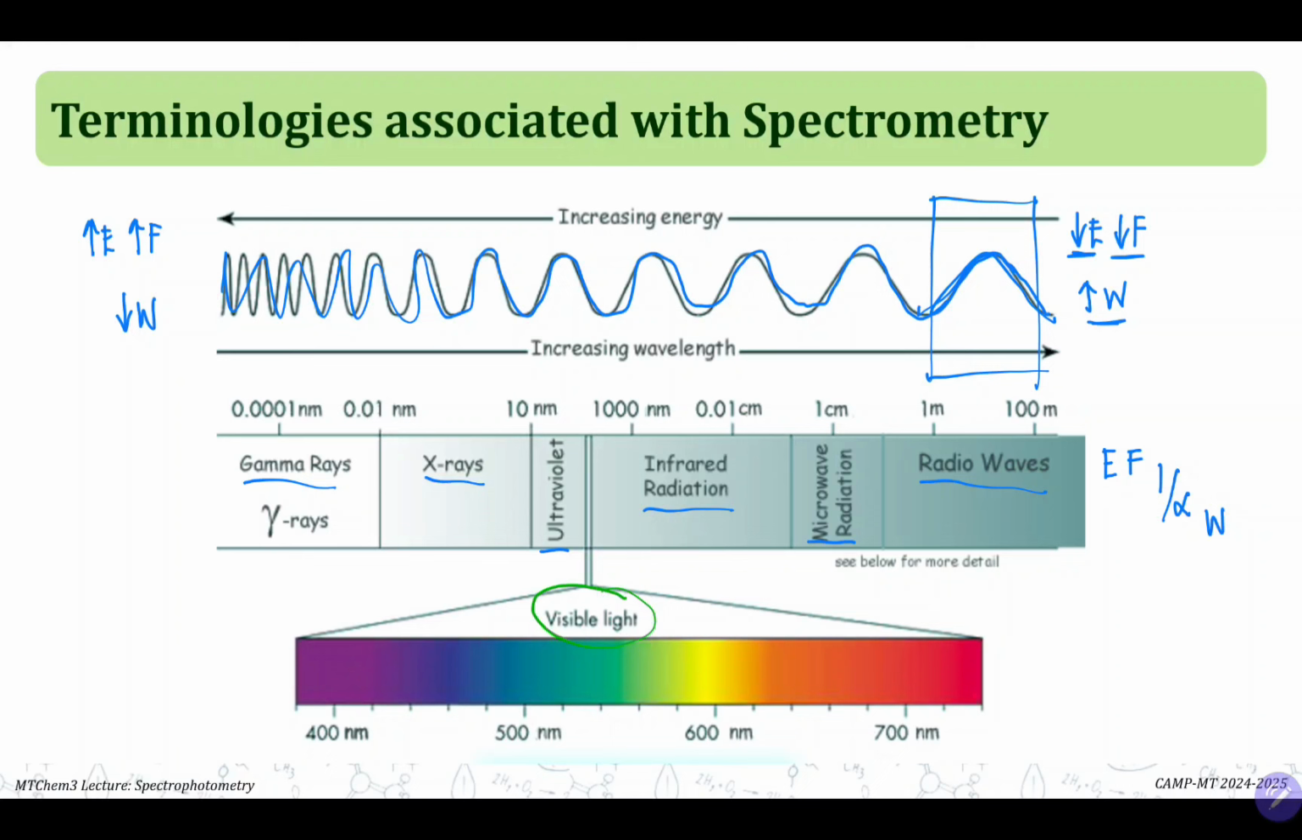Now, the visible light falls in between the color violet with 400 nanometers and red at 700 nanometers wavelengths, being the approximate limits of the visible spectrum. So, therefore, we can say that visible light is between 400 to 700 nanometers. Okay, so anything that is less than 400 is ultraviolet light. And anything that is more than 700 is infrared light.